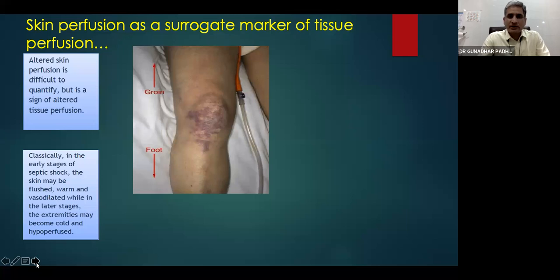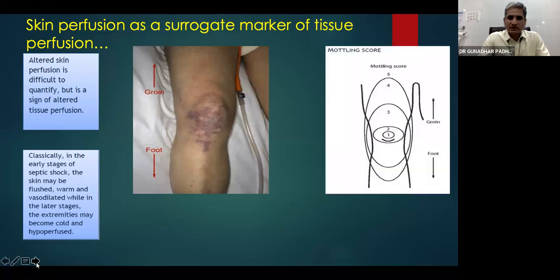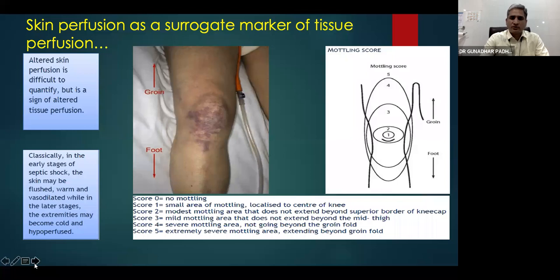Most of the time in our ICU, we see such kind of marks on the skin. These are the marks that tell us that this patient is in a severely underperfused state of the skin. And skin is one of the largest organs in the body. These are called the mottling signs, and they are graded from 0 to 6. These mottling signs basically tell us that the patient is in a hypoperfused state. Score 0 says that there is no mottling, and score 5 says that there is extremely severe mottling extending beyond the groin.